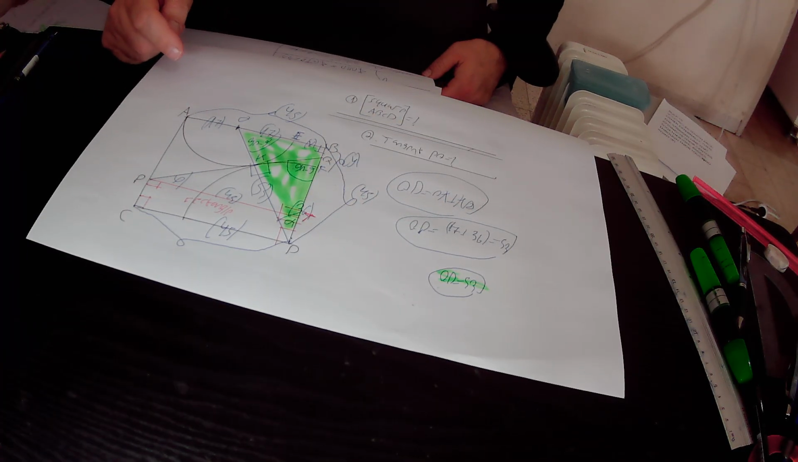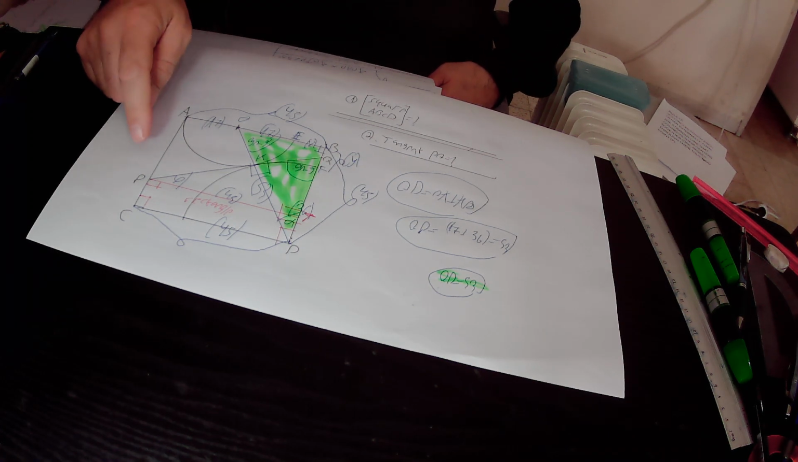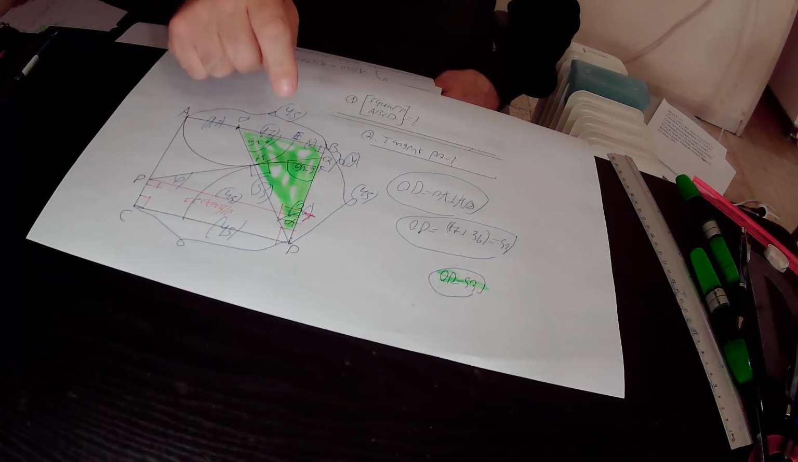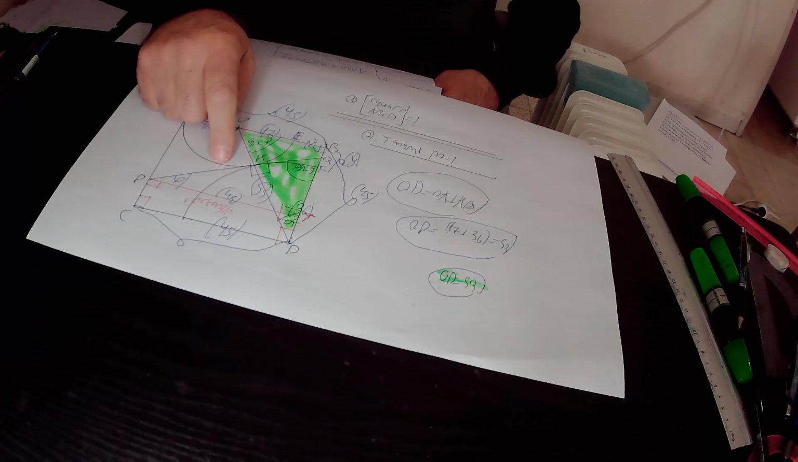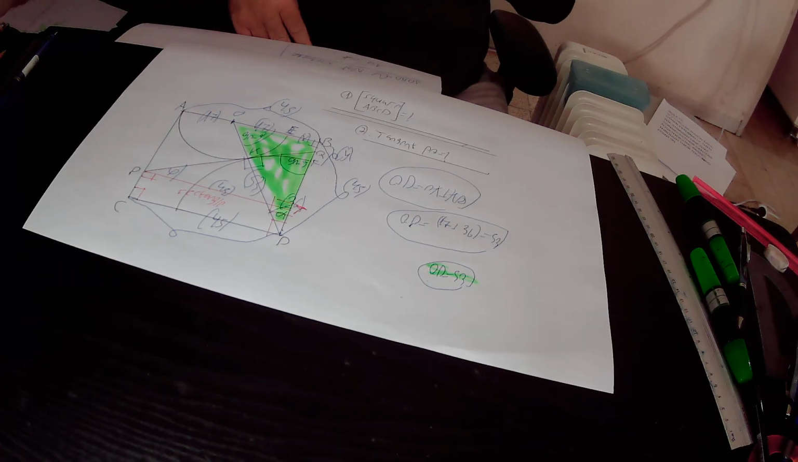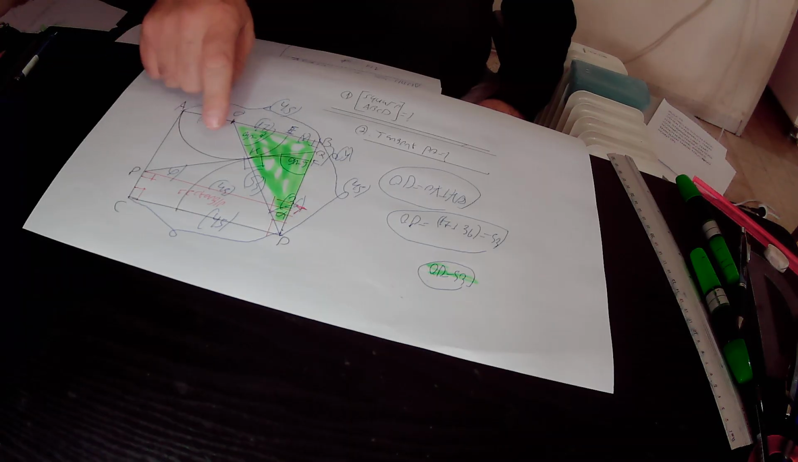You know that the opposite sides of a rectangle are equal to each other. So CD equals PT, but CD is 45, so PT must also equal 45 units in length. So we have here PT equals 45.